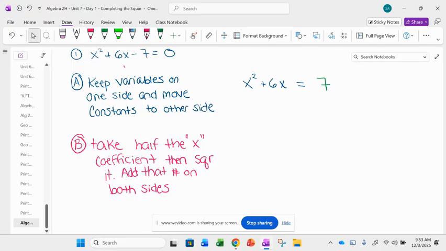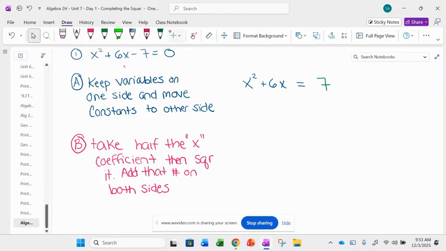Okay, so what do I mean? At this point, these are our steps. We've moved the constant to the other side, so we have x squared plus 6x equals 7. Now we're going to go to the x coefficient. What number is the x coefficient? So the x coefficient is 6. Violet already did it in her head. She took half of 6. What's half of 6? 3. And then you're going to take that 3 and square it. 3 squared is 9. That 9 is what you're adding to both sides.